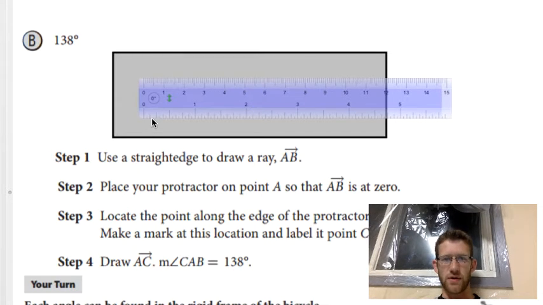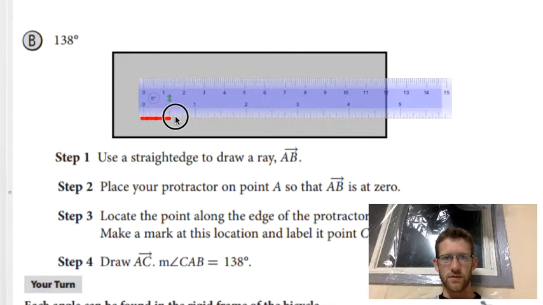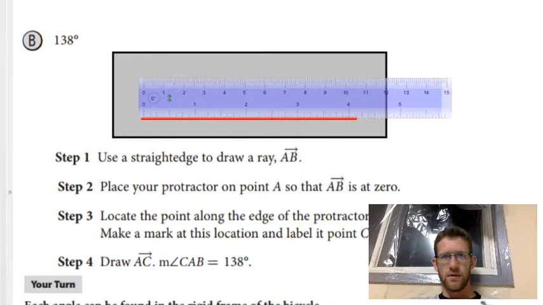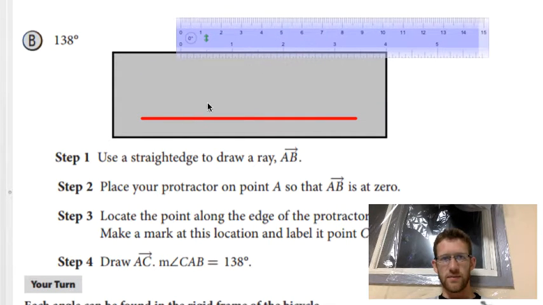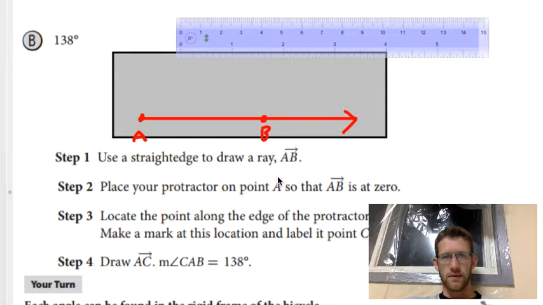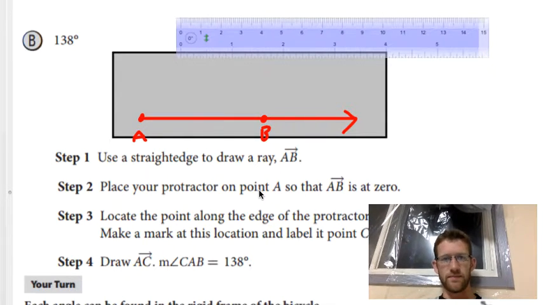Use a straight edge to draw ray AB. So here's a point. I'm going to put an arrow here. Okay, this is point A. Somewhere along here is point B. So this is ray AB.